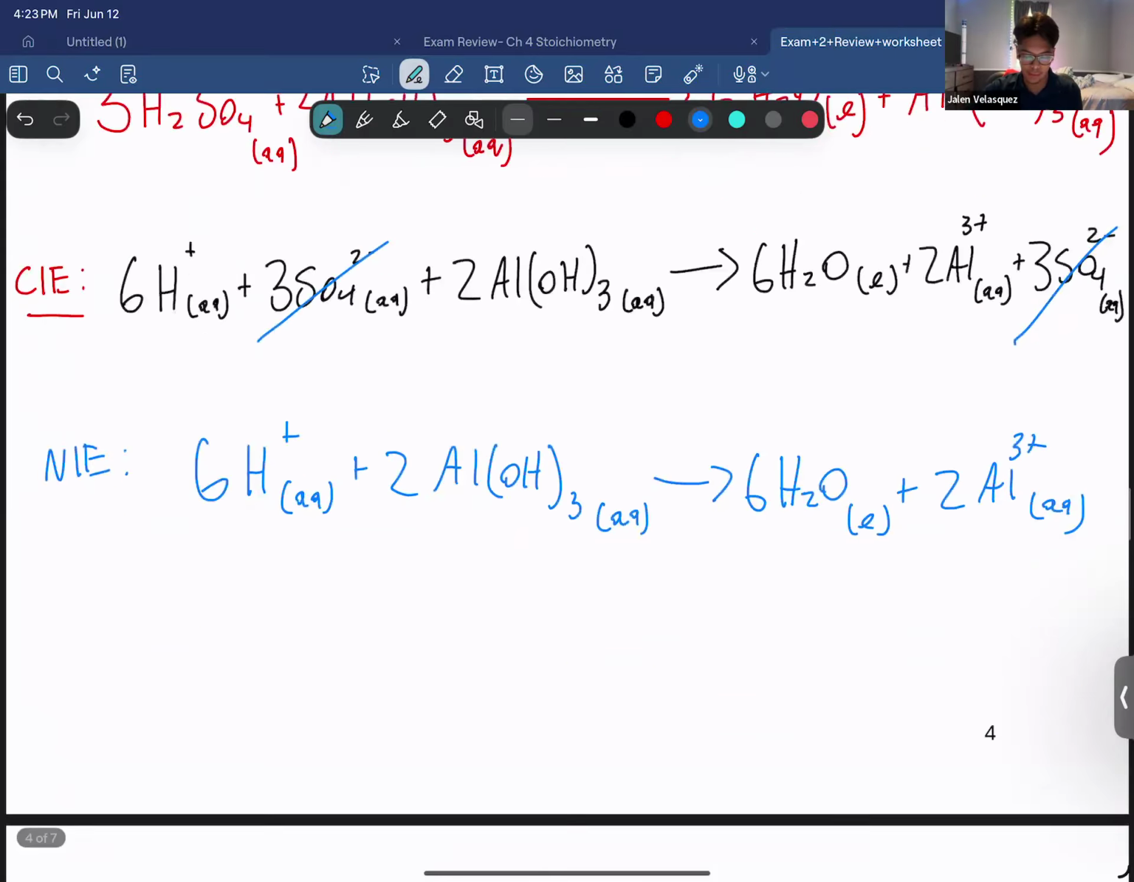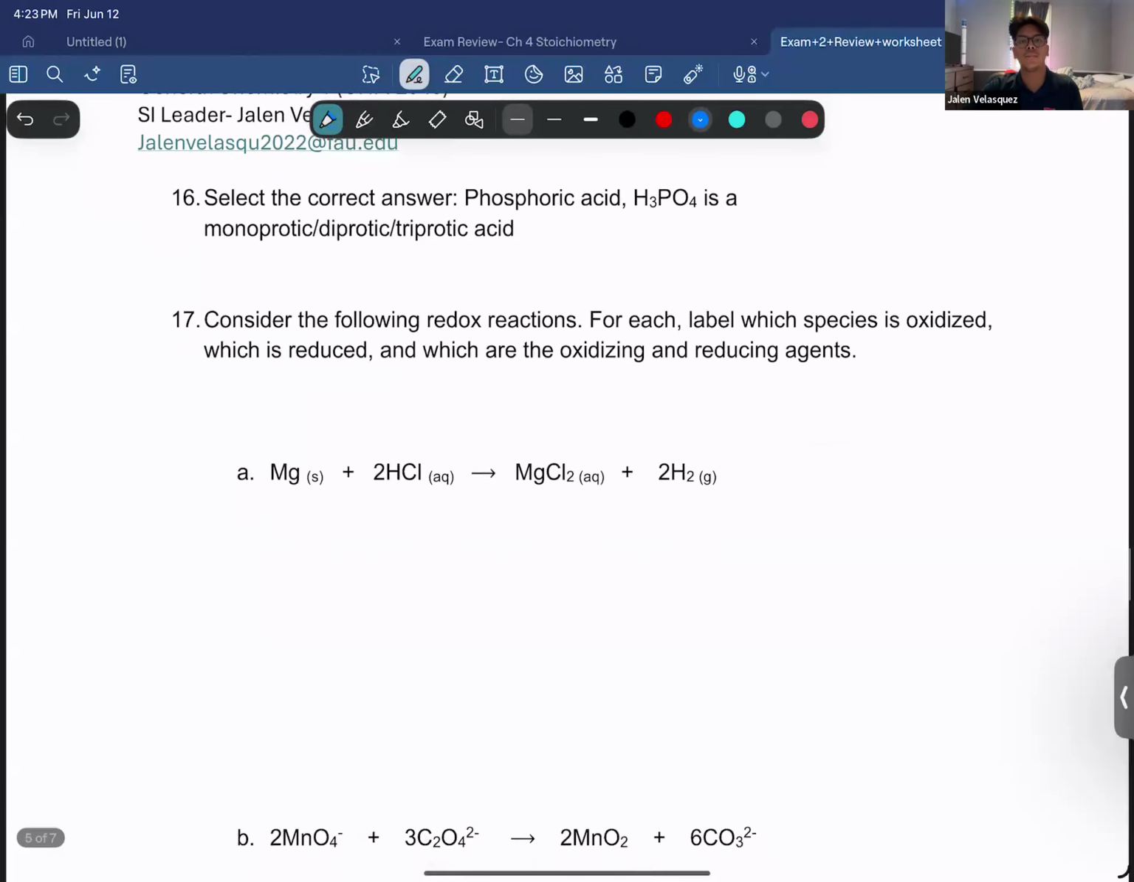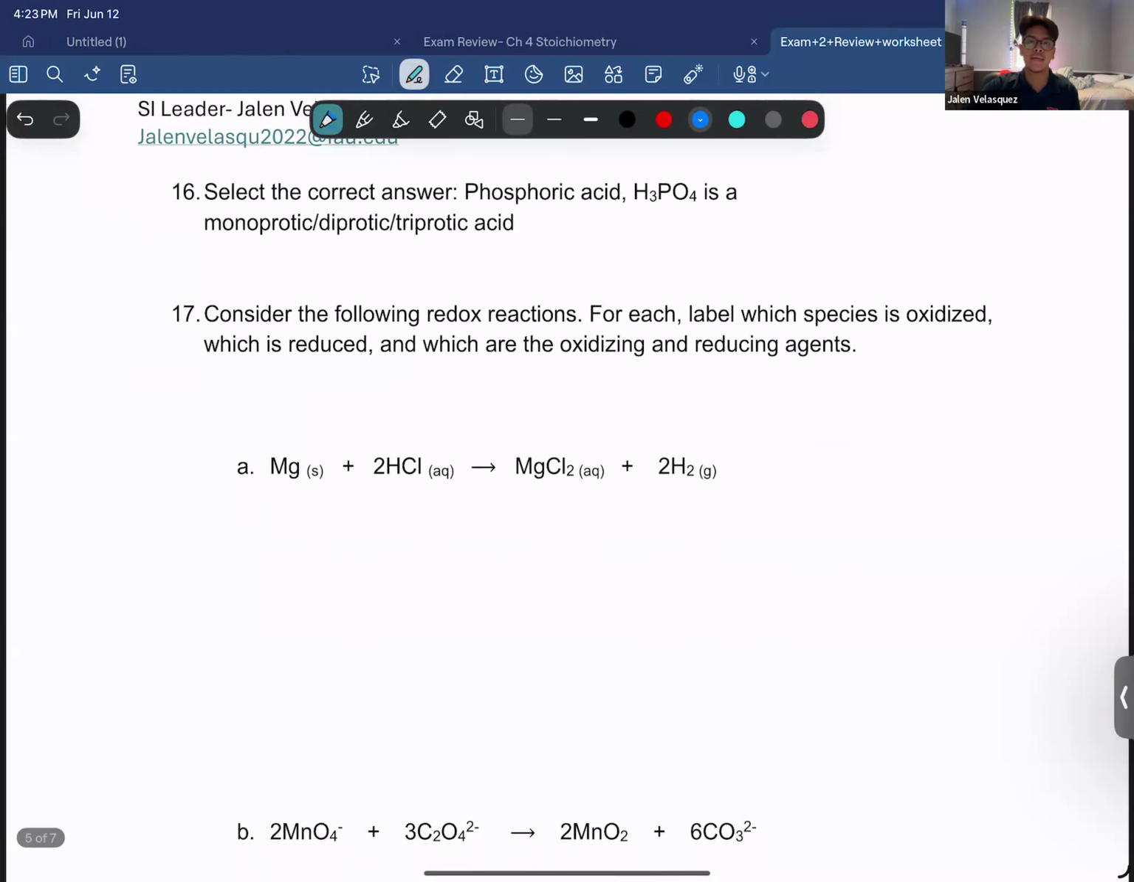All right. Moving on to page 5 here. I give you phosphoric acid, H3PO4. Is it a monoprotic, diprotic, or triprotic acid? This is a triprotic acid. And you know it's triprotic because it has 3 hydrogens.